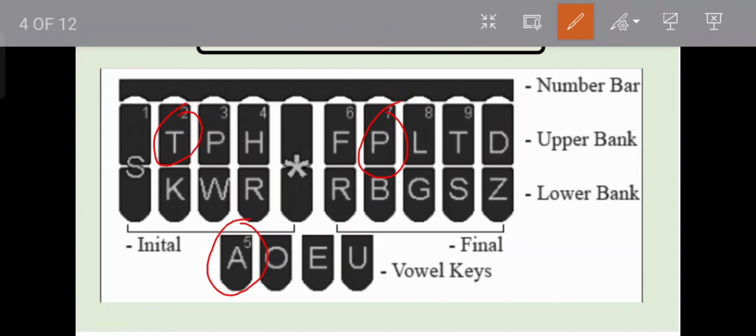So you place your hands on T, with proper positioning. I will teach you how to properly position your hands. And A with your thumb, and then P with your middle finger, and then you have to press it again simultaneously. So the word tap will be registered here. Okay?